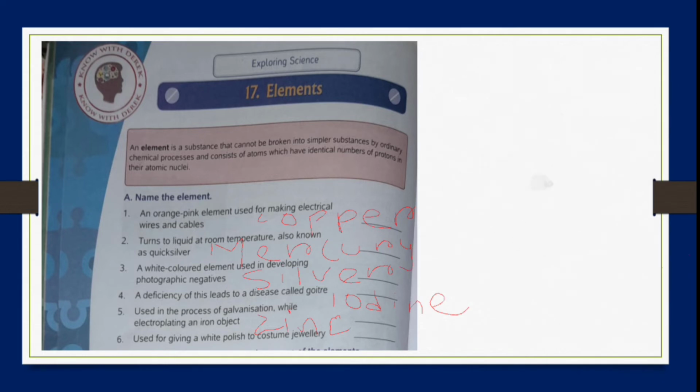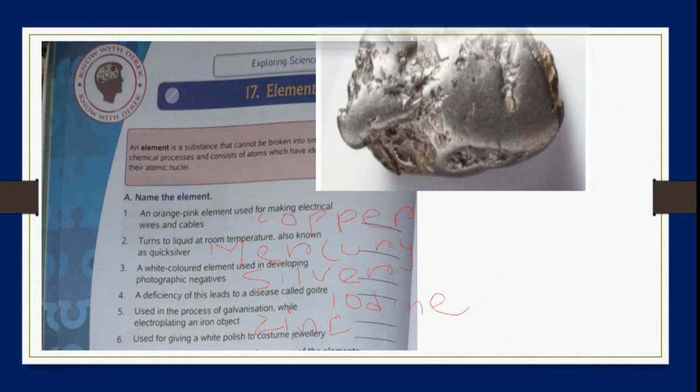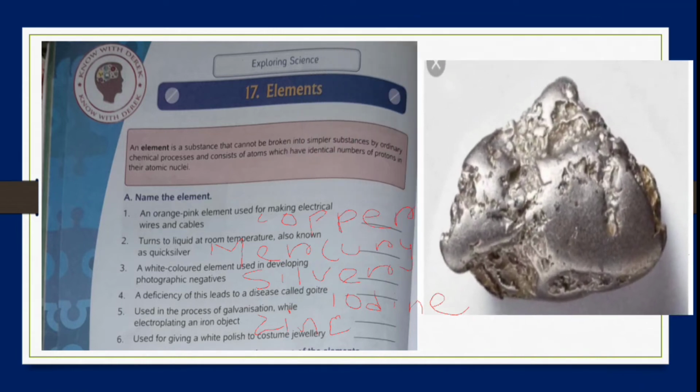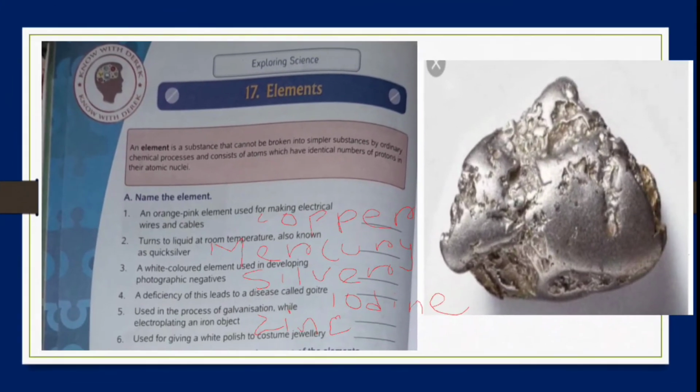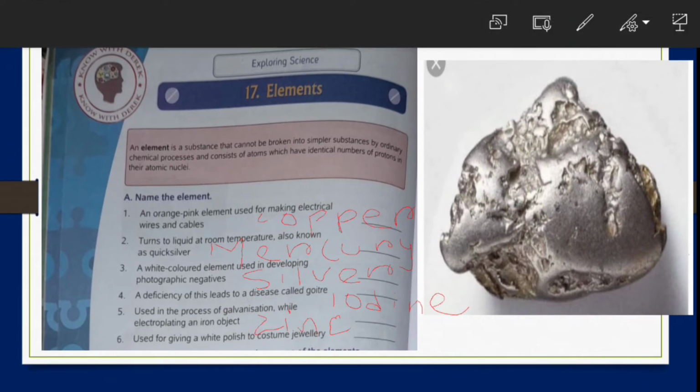Used for giving a white polish to costume jewelry. It's rhodium. Here you see the picture of rhodium. So this is the element which is used for giving a white polish to any costume jewelry, decorative jewelry. Okay, so let's write down rhodium. The spelling for rhodium will be R-H-O-D-I-U-M, rhodium. Okay, students, so number six is rhodium.